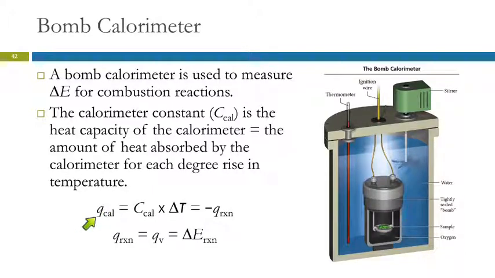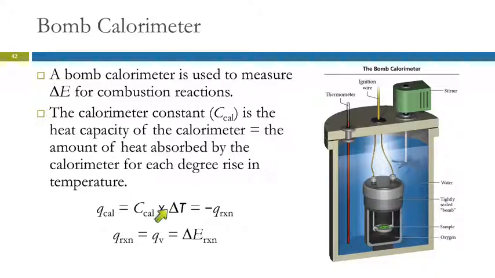So Q for the calorimeter equals the specific heat capacity of the calorimeter times its change in temperature. And that's going to be opposite to the heat of the reaction. So heat of reaction is equal to heat at constant volume, which is the change in energy of the reaction. There's a lot of simple but sometimes confusing little math derivation type things in here.